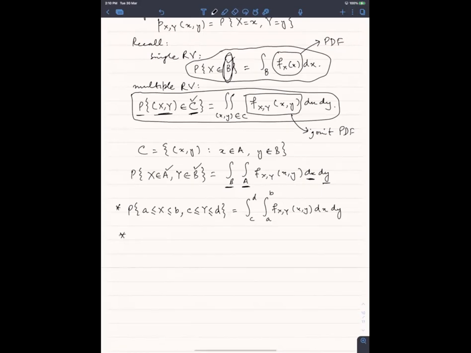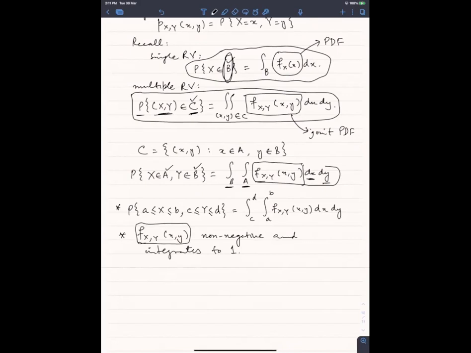We had also established that since f_XY, this function you have, is non-negative and integrates to 1, in exactly the same way as the joint PMF, of which we did an extensive example with red, white and black balls, where the PMF sums up to 1. Similarly, f_XY, the joint density function of x and y, integrates to 1.